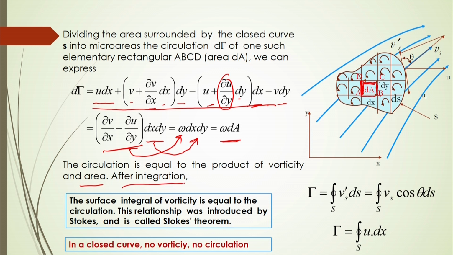After integration, you can have gamma equal to the integral of V_s ds over the whole surface of this element. Now, the surface integral of vorticity is equal to the circulation. This relationship was introduced by Stokes and is called Stokes theorem. In a closed curve, there will be no vorticity, no circulation.